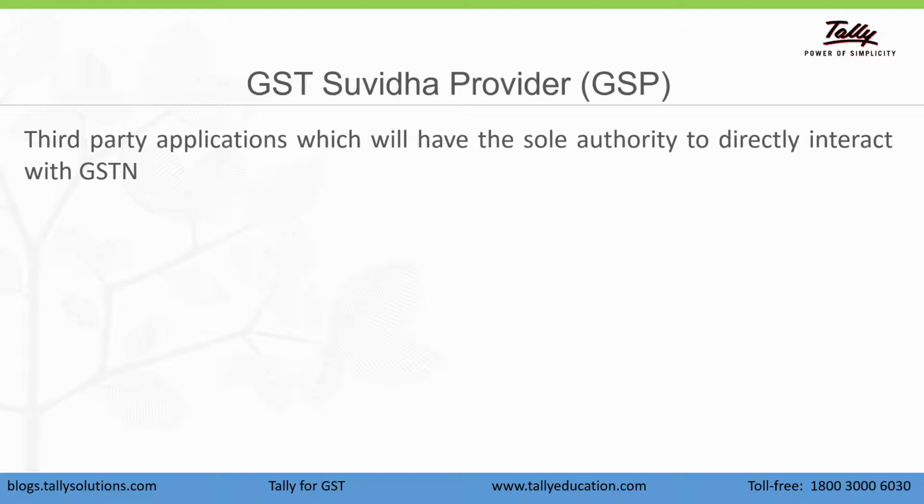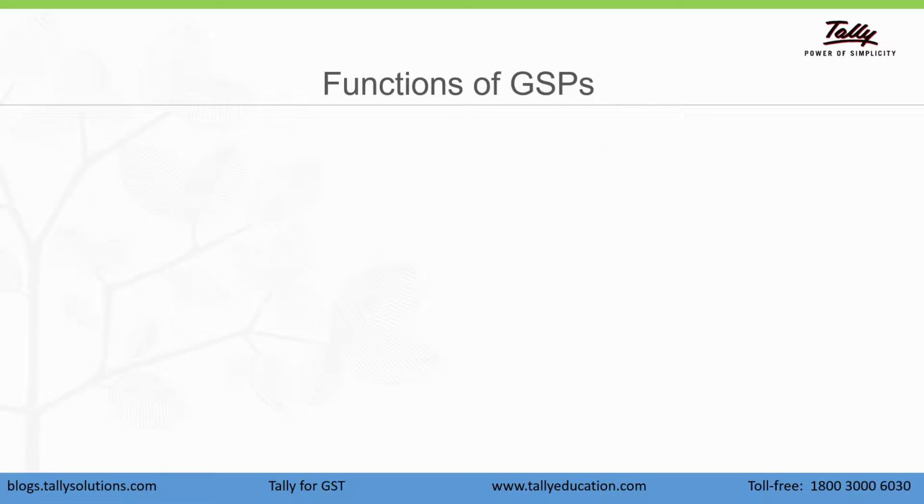On account of the huge data of all indirect tax payers of the country, this also being highly sensitive and private information, GSPs are carefully selected. There are 34 third-party applications that have been selected to become GSPs. Let us now see the functions that a GSP will perform.